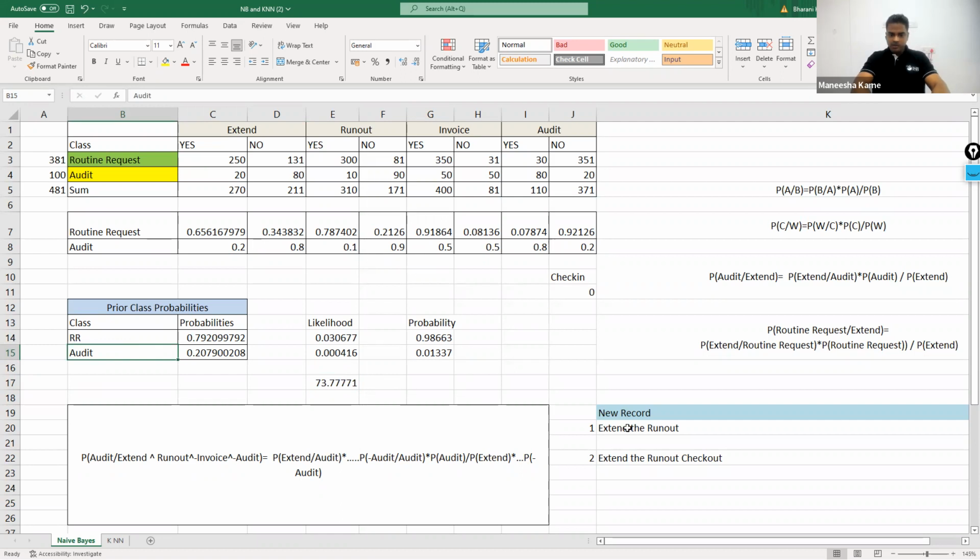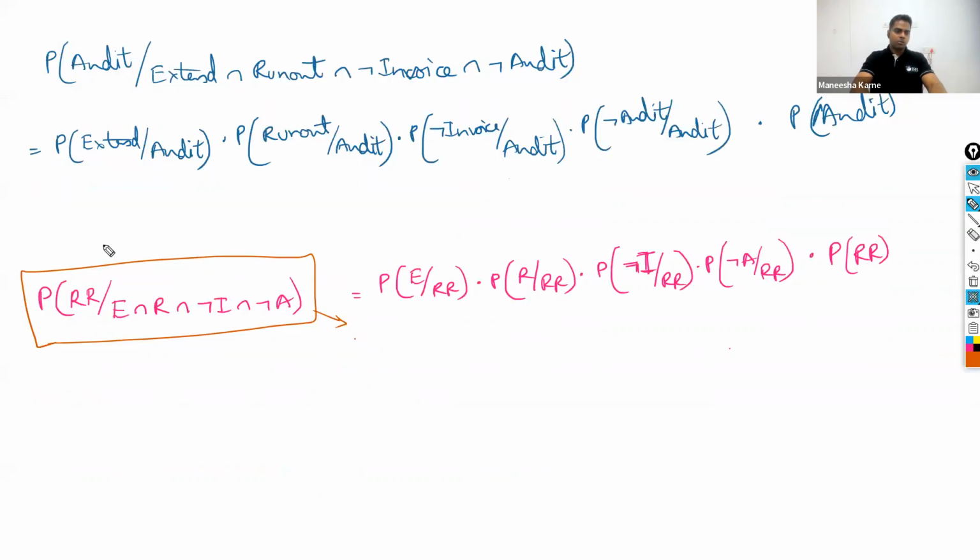Okay, we say that this specific message is 74 times more likely to be assigned a routine request class than an audit related class. These are the kind of inferences that we can draw. But these are not probabilities. Probabilities means when you add them up, it should be equivalent to 1. Is it? No. Here, nowhere did I say that we are calculating probability. This is what? Conditional probability. This is not probability.